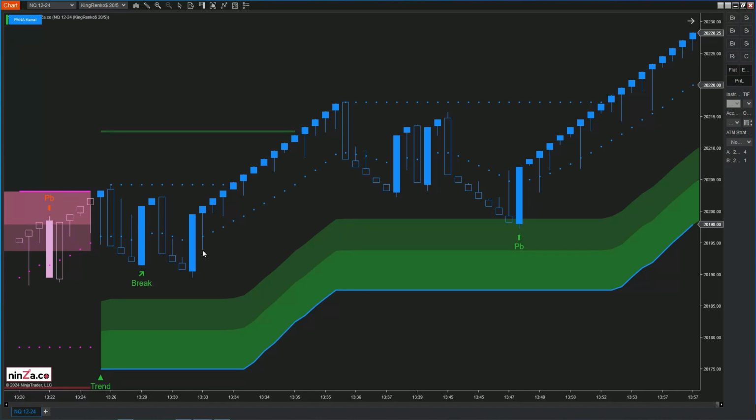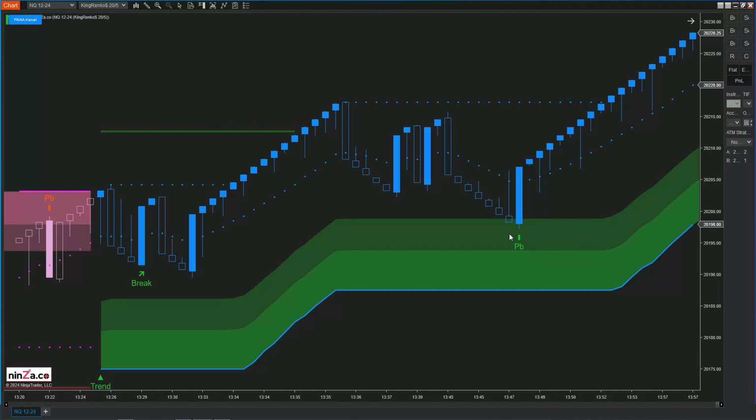Now to qualify for another break signal, price must break these dots. So you see there is no break signal here because this move did not break these dots over here. So this first time, here is a break, price goes up, and then there is the pullback trade, and you see the pullback trade over here.